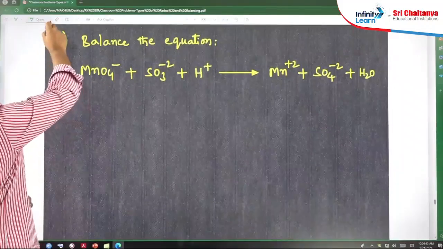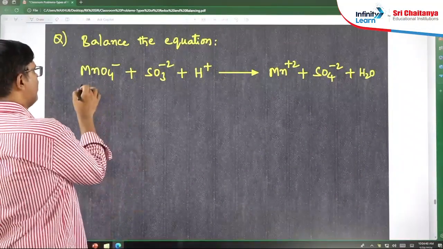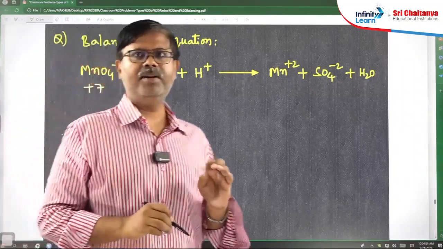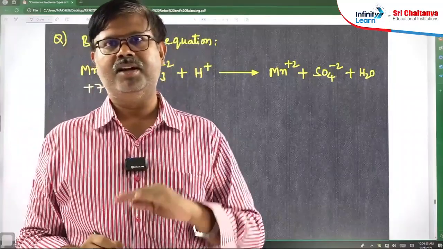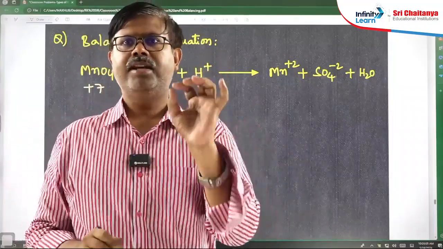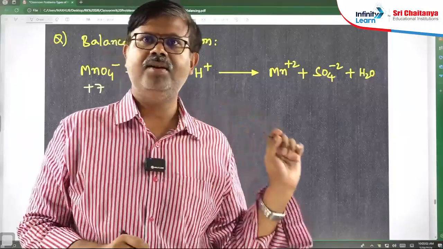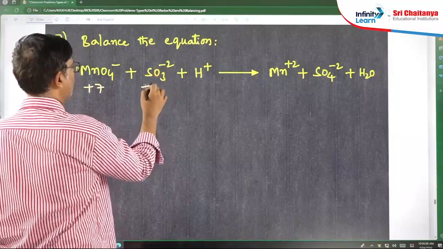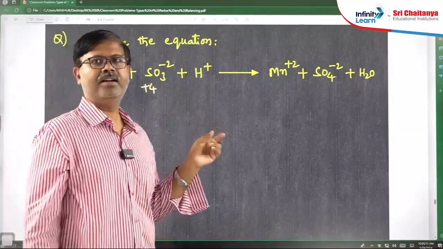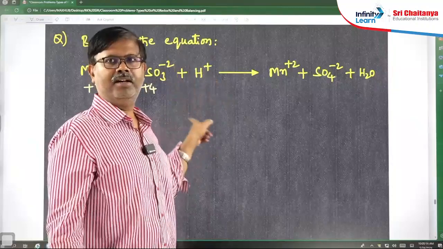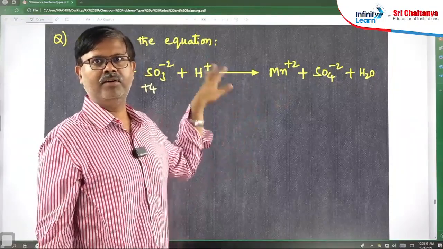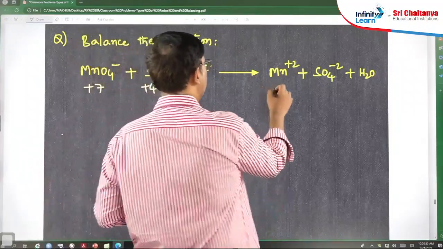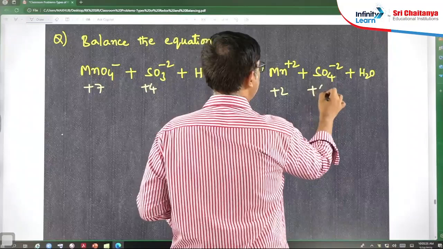Balance the equation. We have to balance this equation. Now see, first write the oxidation state: oxygen -2, manganese +7. I am writing only for those elements which are undergoing change in oxidation state. Rest of the elements I am not putting. Please understand that. So sulfur +4; you know how to calculate the oxidation state of sulfur. Take oxygen -2 and, just like the previous case, equate the overall charge to -2 and find the sulfur oxidation state.